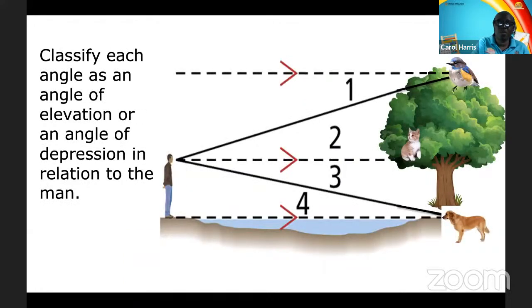You can move, okay? So let's take a moment and type in the chat. Let's look at this little diagram with the angles 1, 2, 3, and 4. I would like you to classify each of the angles as either angle of elevation or depression. Type in the chat. What would you say is angle 1, all in relation to the man? What would you describe angle 1? Type in the chat whether it's an angle of elevation or an angle of depression.